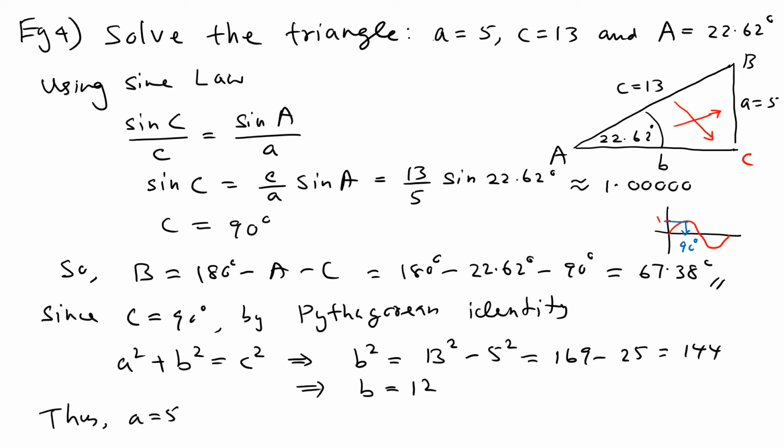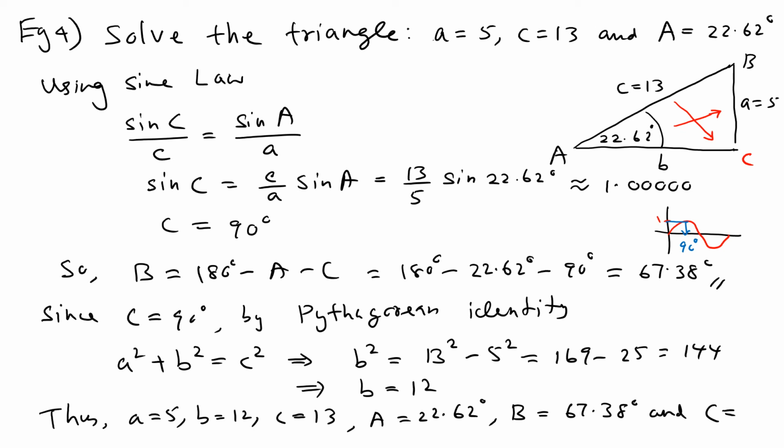So a equals 5, b equals 12, c equals 13, and angle A equals 22.62, angle B equals 67.38, and angle C is 90. We normally write that line after you find those values. Okay, this is how we solve the problem. You can see that there's only one case, only one solution in this case.